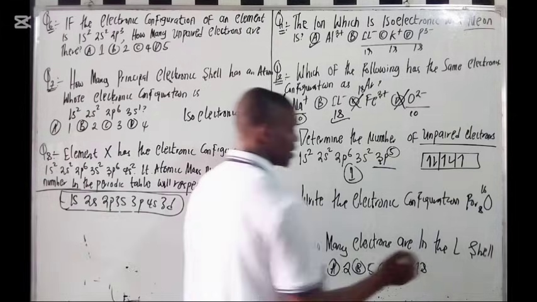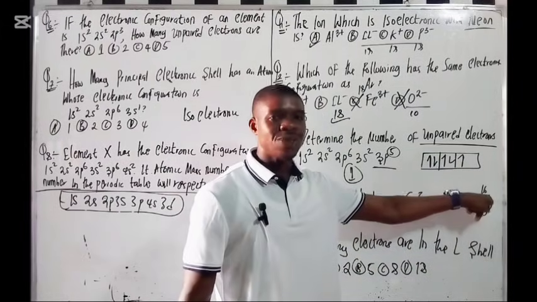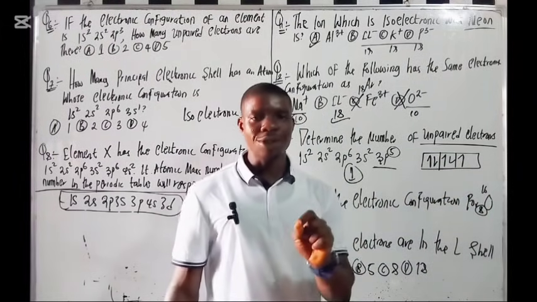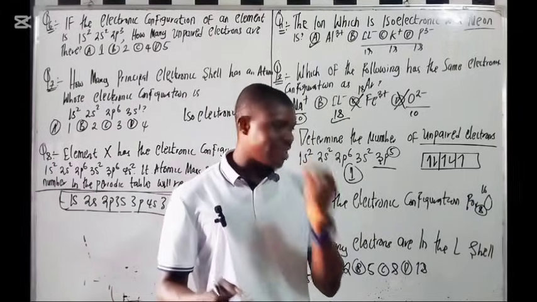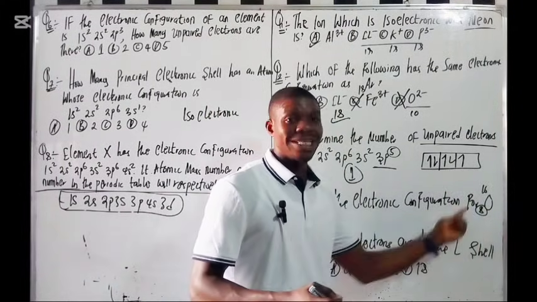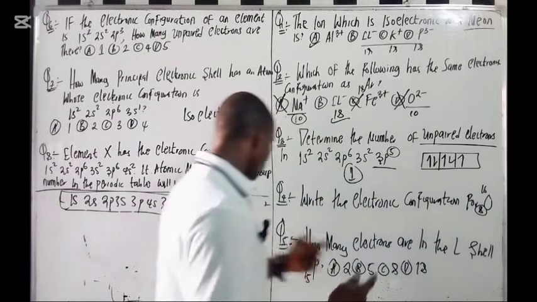So now you have to start filling it from the lowest to the highest. You use the proton number. For a neutral atom, the proton number is the same as the electron number. So you are using the electron number, which is going to be 8. So how do you write it here?